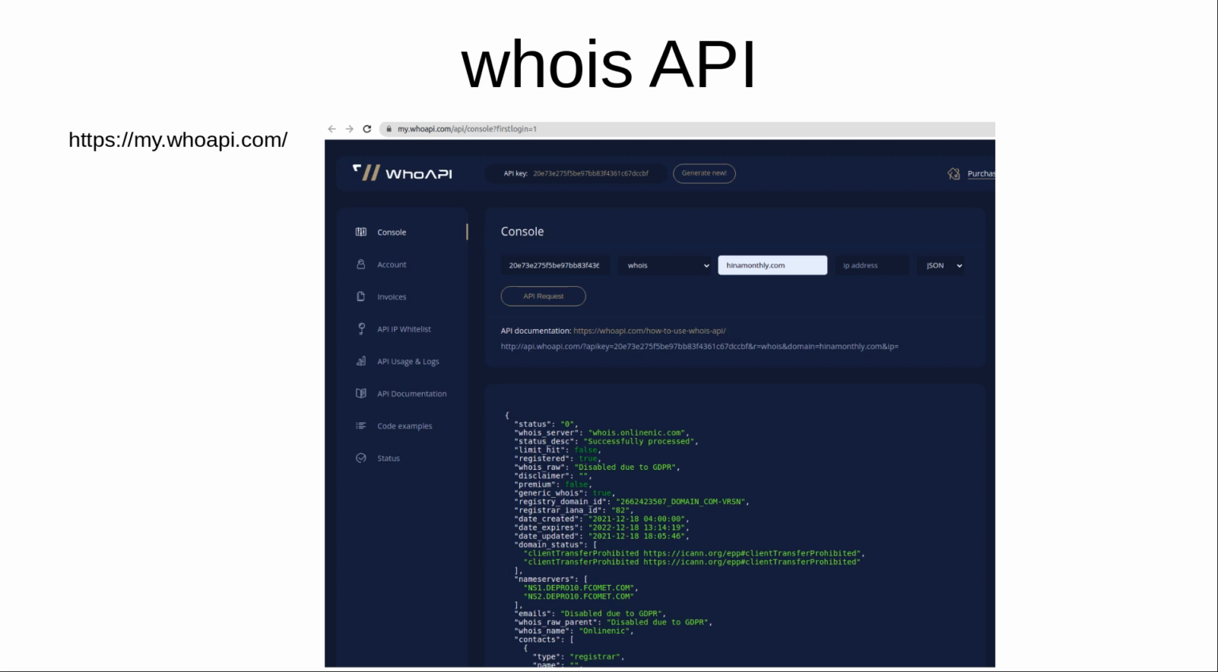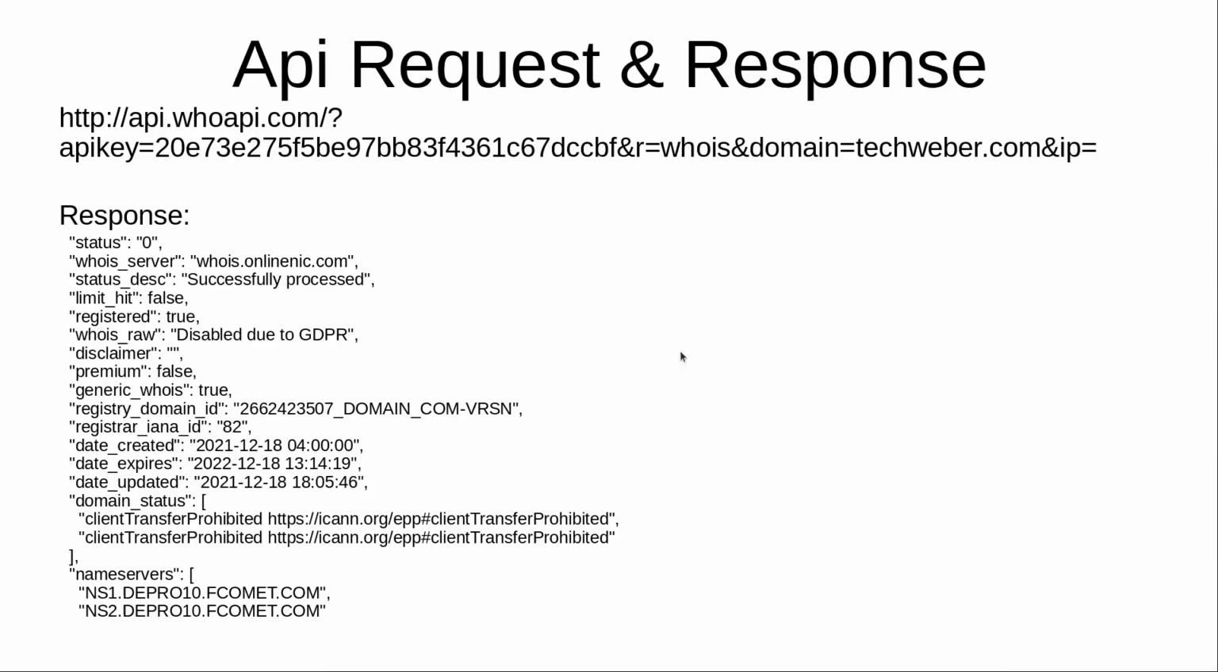So the API we are going to use is called whoapi.com, and you can create a free account on whoapi.com and you get the API key from there, and you get the query string from their dashboard. So this is the query string request, and this is the response that you get from the web server, and here you are getting date expires, and this is the date when the domain is expiring.